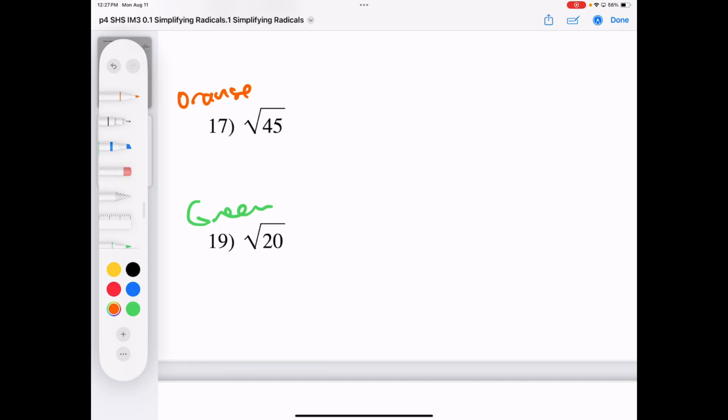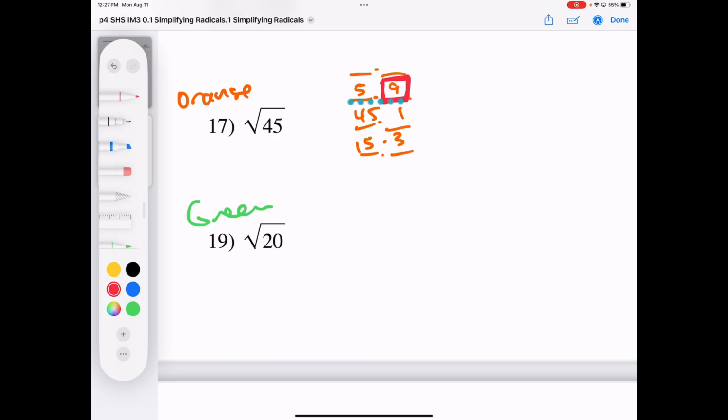All right, orange chairs. Tell me all the factors. Numbers that multiply. 5 and 9. What else? 45 and 1. 15 and 3. Do we see any perfect squares there? No. I probably pick... well, I do. Yeah. Remember, this is the number you want to find.